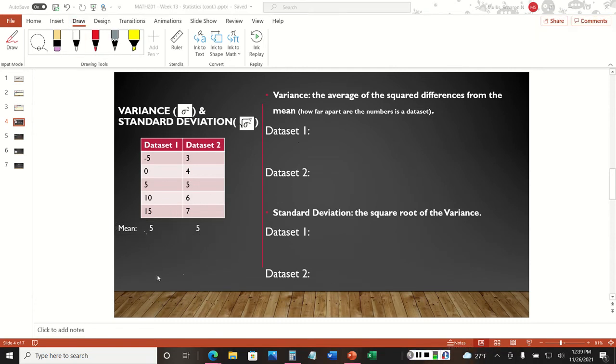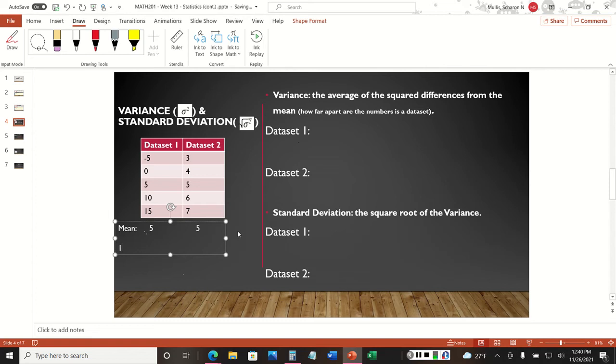Now, just based off of the numbers, although the mean is the same, we can see that in data set 1 the numbers are a little bit more diverse or dispersed. The range goes from -5 to 15, so the range of the numbers is 20. The range is calculated by taking the largest number and subtracting the smallest number.